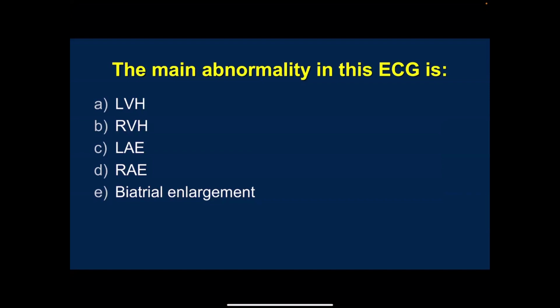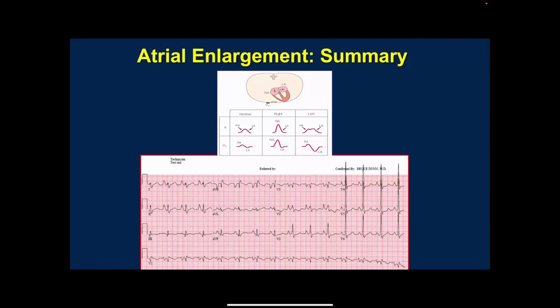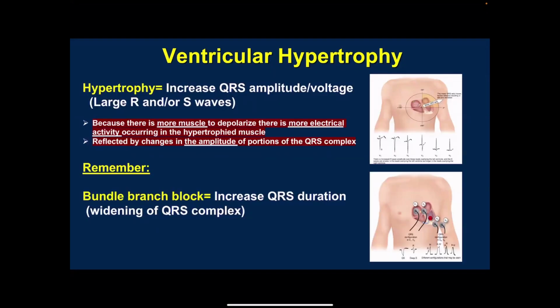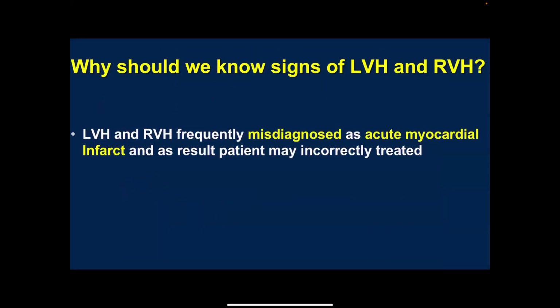Okay, you answered biatrial. So are the atrial enlargements clear? For the left atrium, you look at lead 2 or V1, and in the case of the right atrium, you look at lead 2 or V1 or V2. Now, for ventricular hypertrophy, we look at the QRS complexes.